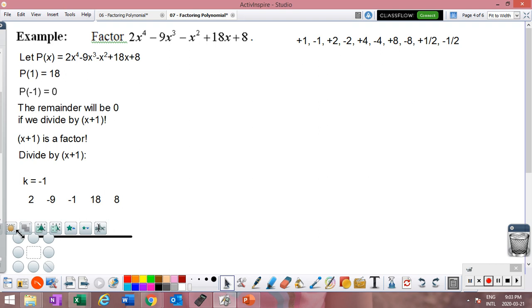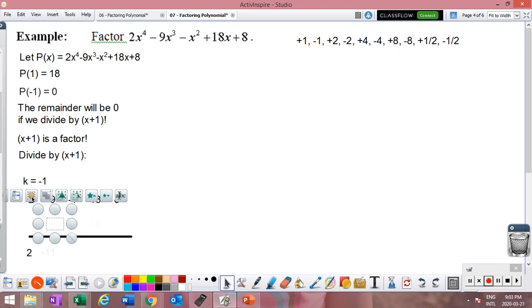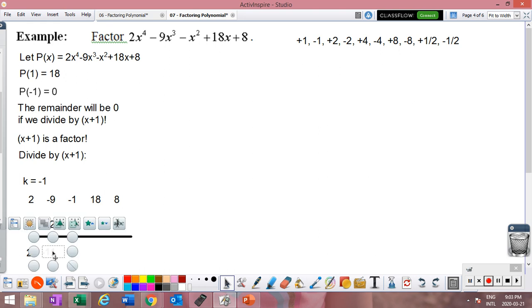Now here's a little mini lesson on synthetic division. If you've forgotten, you bring down the first coefficient. And then every time you come up from here to go above the line again, you multiply by the k value. So 2 times negative 1, that becomes negative 2. And then add. Because I reversed the sign, I'm adding with synthetic division. So negative 9 plus negative 2, negative 11. And every time I go above the line again, I'm multiplying by this k value.